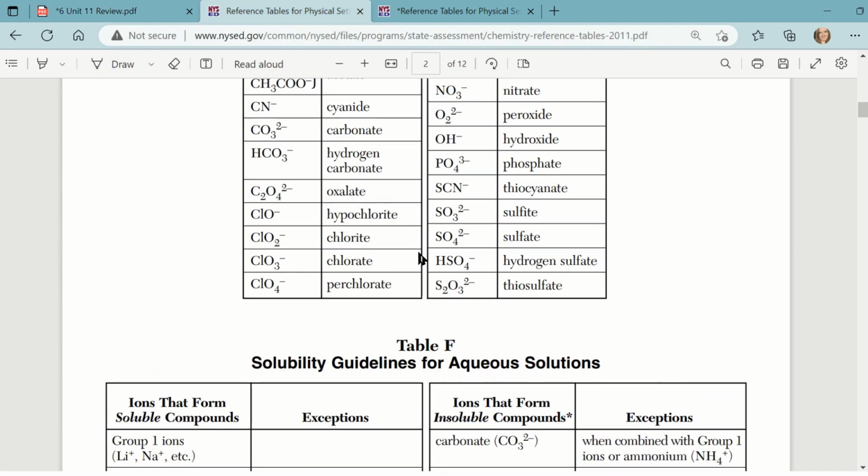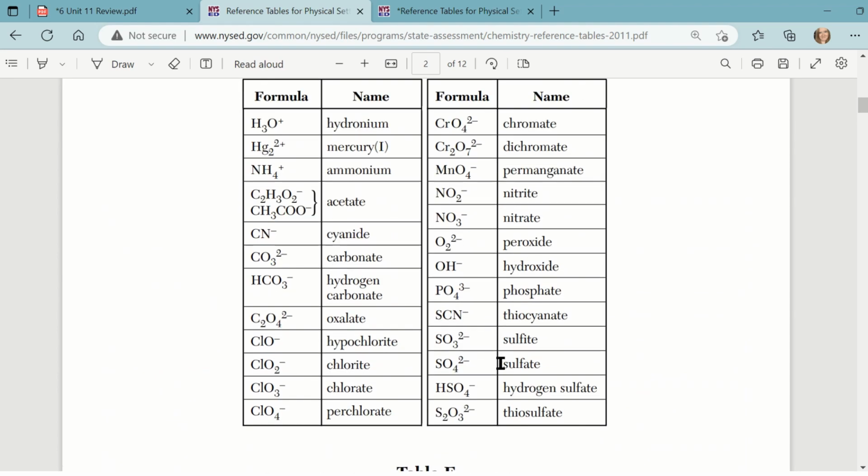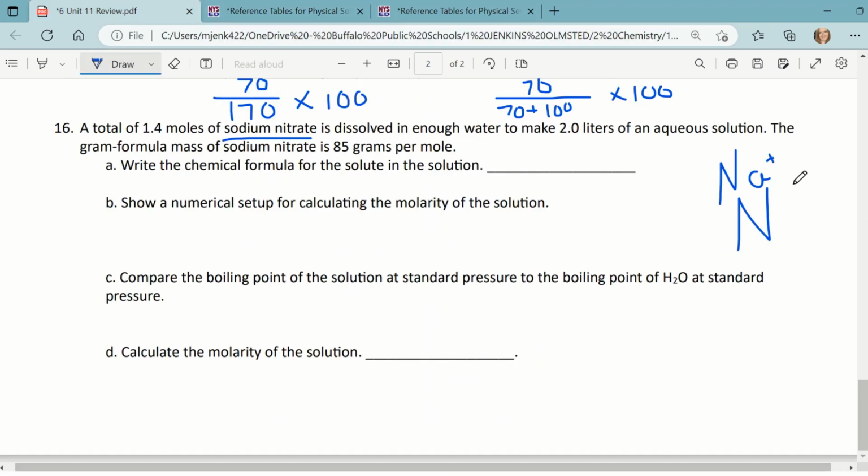So I would go to table E, right? And you find nitrate right here. Okay, NO3 negative. So NO3 negative. Well, those charges balance, so I just write NaNO3. Very done. Show a numerical setup for calculating molarity.